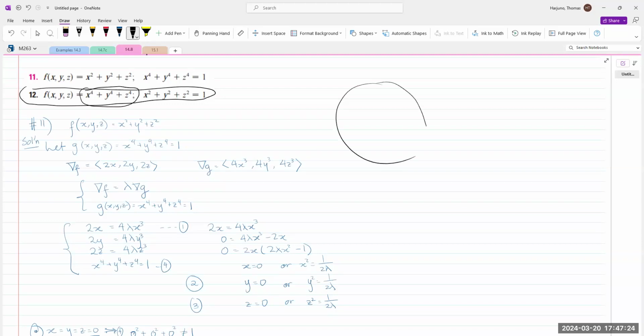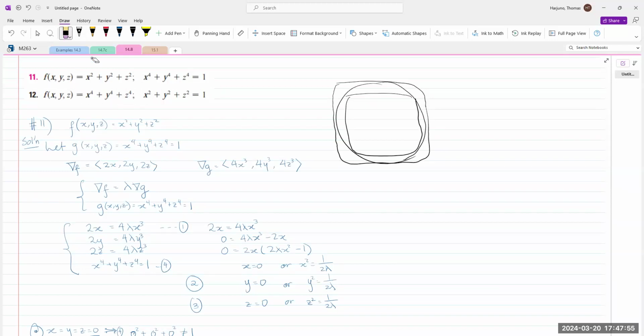So the sphere is fixed, right? Now the cube is the one that we grow. So the first time it will touch here, right? That's the first time it touches. Okay, the last time it touches is when the cube is outside the sphere. Okay, that's the case.